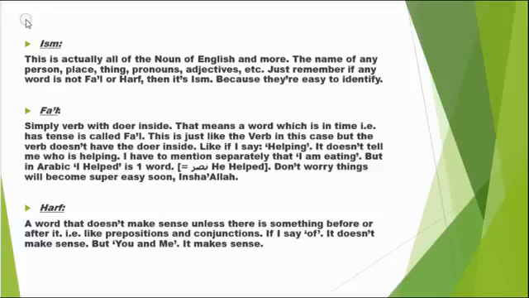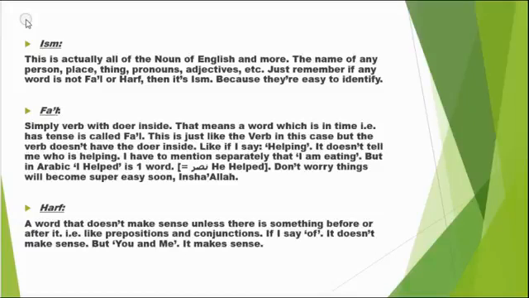We'll learn that soon, inshallah. Don't worry, it will become very easy. It's not as complicated as you think. And the last one, harf. Harf is actually like prepositions and conjunctions. What I mean is they don't have any meaning unless there is something before or after them.